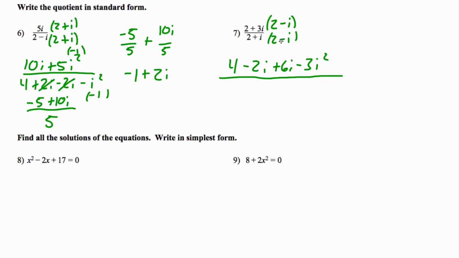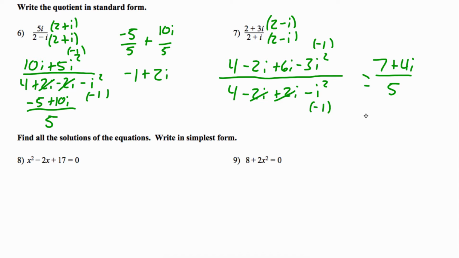On bottom, again, we're going to have to FOIL this out. And it's going to be very similar to the last one we did. 2 times 2 is 4. 2 times negative i is negative 2i, i times 2 is plus 2i, and i times negative i is negative i squared. Top and bottom, we've got a negative i squared that we can turn into a negative 1. On bottom, the negative 2i and the positive 2i cancel out. 4 minus negative 1 gives us 5 on bottom. On top, this negative 1 turns the negative 3 into a positive 3, and 4 plus 3 should give us 7. If we combine those i's in the middle, negative 2i and plus 6i should give us plus 4i.